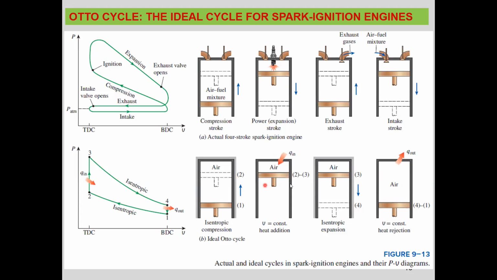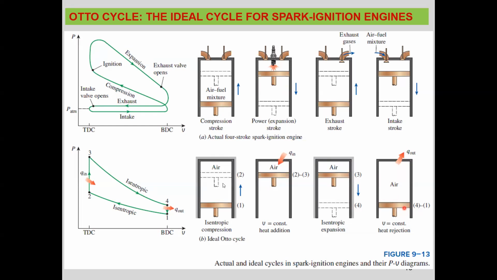Okay, so this is the constant volume heat addition process. Then you have the isentropic expansion as the piston goes from top dead center to the bottom dead center. Okay, 3, 4. And the 4-1, constant volume heat rejection process.